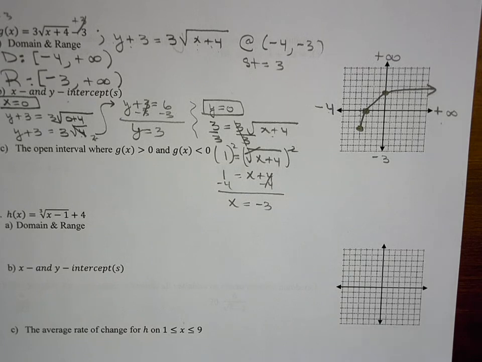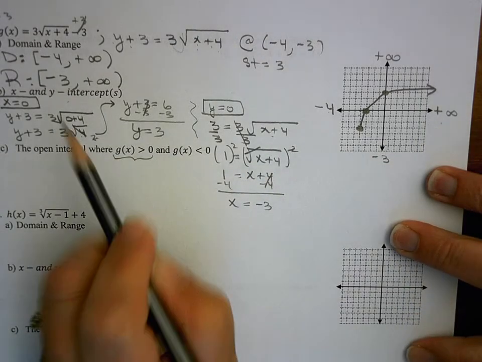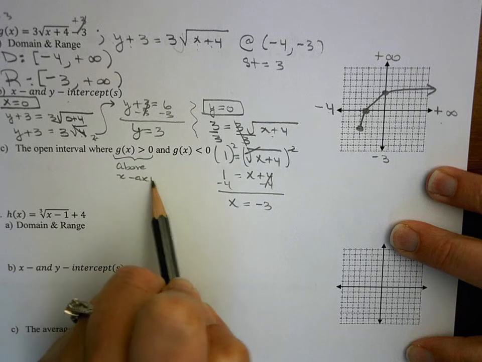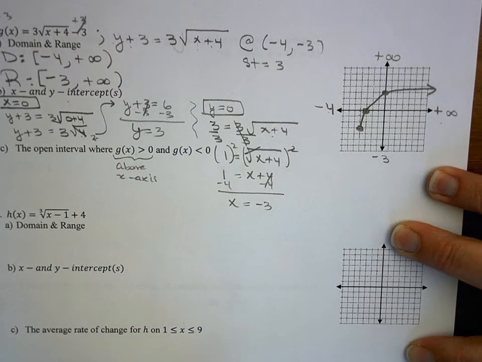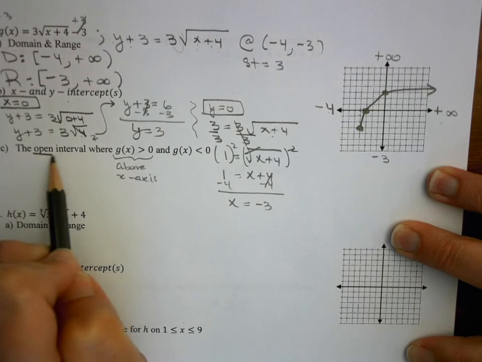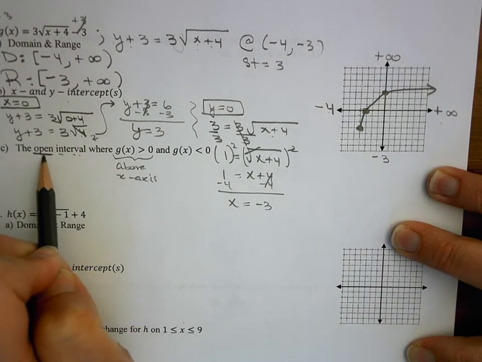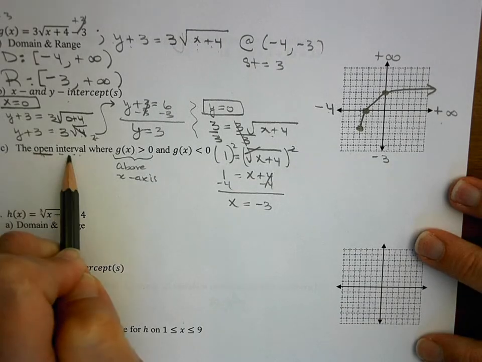Okay. All right, and then for part C, we are looking for the open interval where g of x is greater than 0. So that just means above the x-axis, right? Because when is your y value greater than 0? That's when you're above the x-axis. And open interval, remember, means left comma right on the interval. Open means use parentheses. Even if it's a closed dot, use parentheses. Open interval, left comma right.